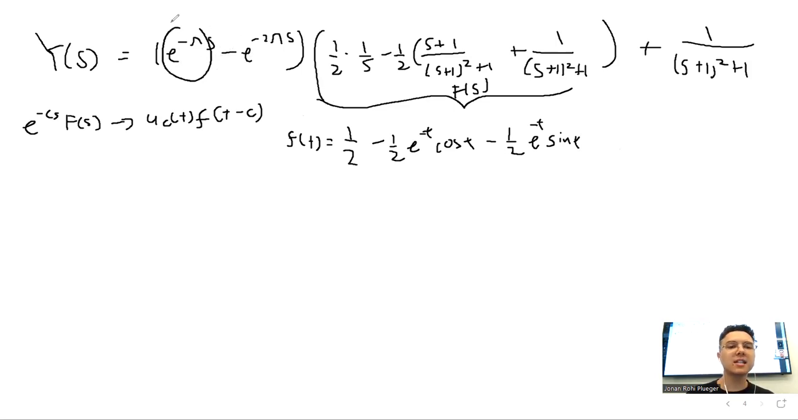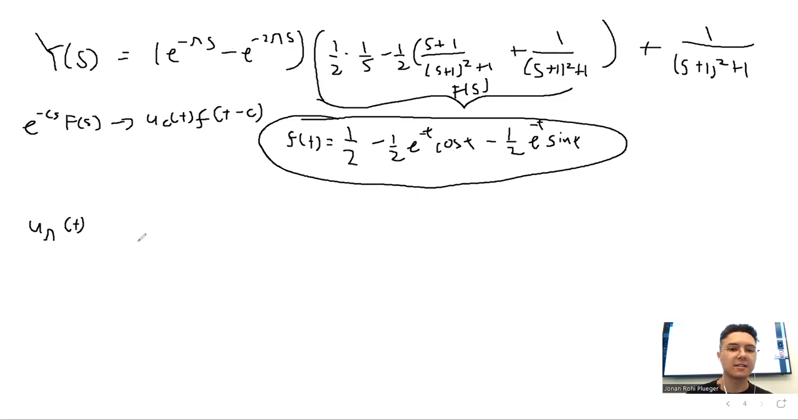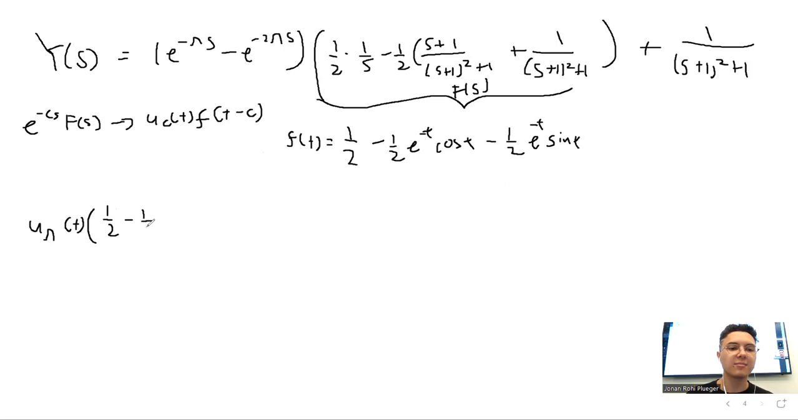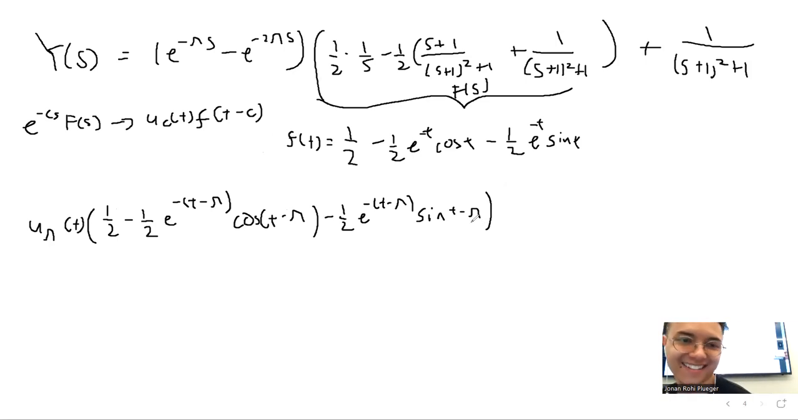So to do e to the negative pi s times all of this, e to the negative pi s f of s is going to be written as u pi t, agree, times f of t minus pi. So that's going to be 1/2 minus 1/2 e to the negative (t minus pi) cosine (t minus pi) minus 1/2 e to the negative (t minus pi) sine (t minus pi). Are you enjoying yourselves? Nice numbers.